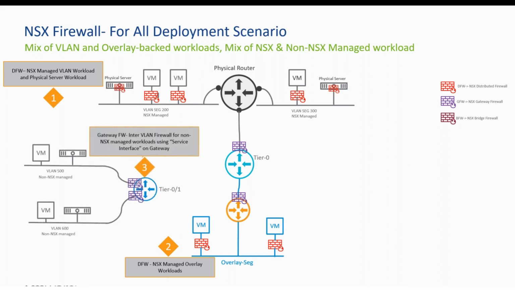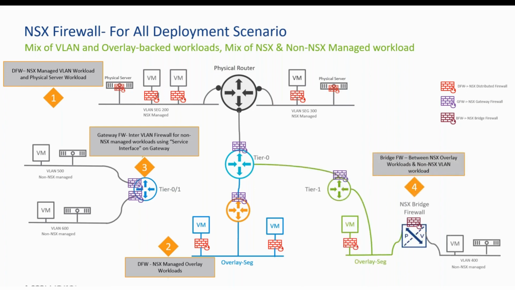But then we also have the concept of what we call a service interface. And what that allows us to do is provide gateway and inter VLAN firewalling, even for non-NSX managed workloads. And so what we will do is on our T0 or T1, we create a one-to-one mapping between a service interface and a VLAN that we want to provide firewall services to. And then finally, we support doing bridging between overlay segments that are managed by NSX and non-NSX VLAN-based workloads.